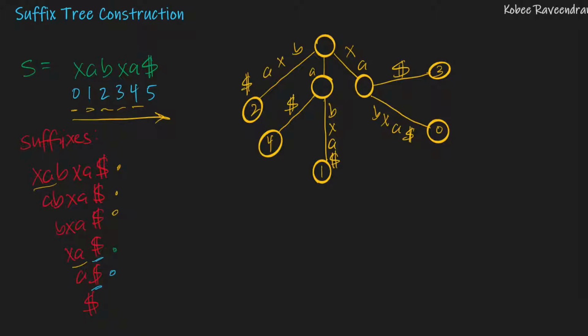And finally, for the last iteration, this one's pretty easy. Again, we look at the root, notice that there are no outgoing edges that start with a $ sign, so we just make one. I'll make that the $ sign edge, and of course that was the suffix beginning at index 5. So this is our completed suffix tree. It might look a little bit disorganized compared to the one I had in the previous slide, but it's pretty equivalent. This is a suffix tree for the string XABXA$.